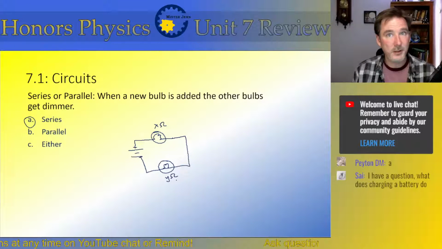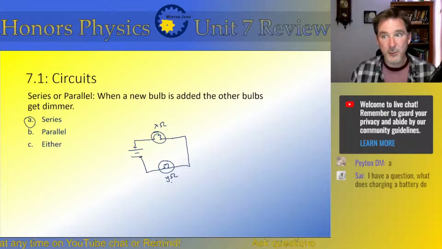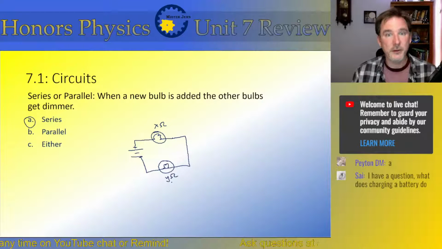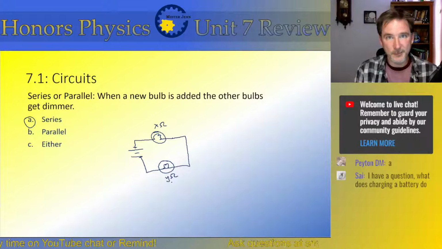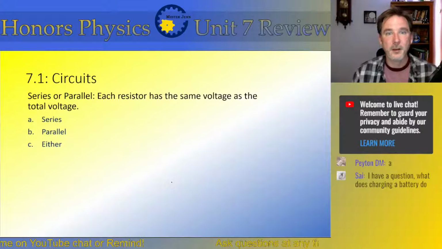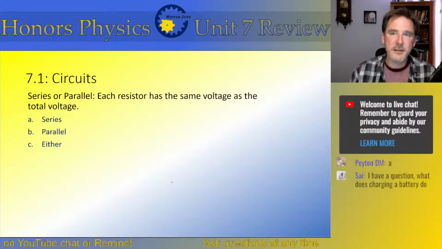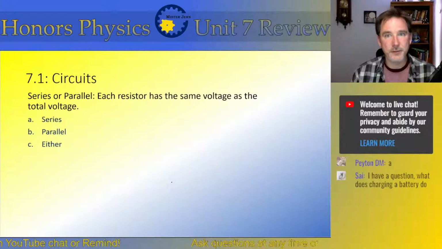What does resistance do? Everything has resistance, by the way. Resistance opposes current, it slows the whole thing down. So that's why they get dimmer. Series or parallel, each resistor has the same voltage as the total voltage.